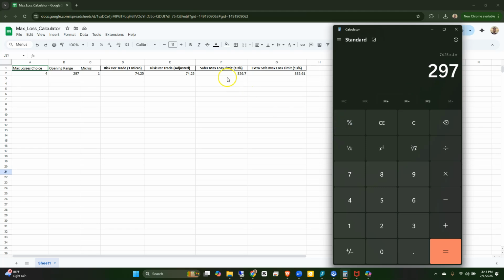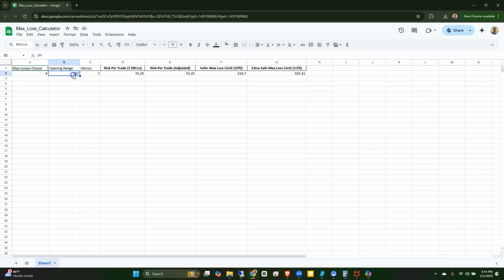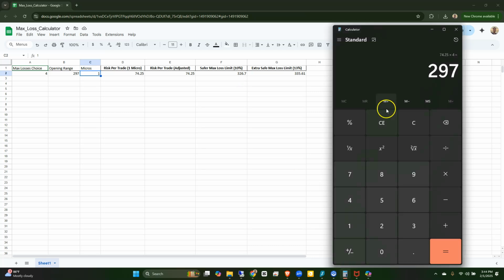So what I've realized is we need to add in 10, maybe even 13%. We'll just go with 13% as a buffer for commissions, slippage, basically small data inaccuracies, and possibly some unrealized drawdown in there. So I got this spreadsheet set up. Max loss choice is 4. The opening range was 297. I chose to use 1 micro, therefore $74. A safer max loss limit of 10% would be $326 instead of the 300 that I had in there. And even safer than that would be $335.61.